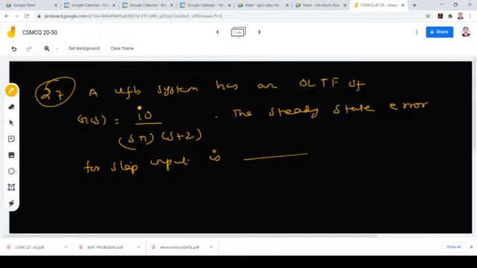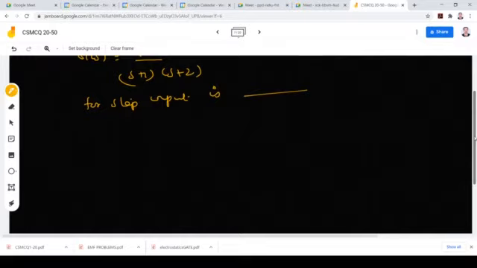A unity feedback system has an open loop transfer function of 10 divided by (s plus 1) into (s plus 2). What is the steady state error for step input? For step input, steady state error is 1 by 1 plus Kp. So what is Kp?